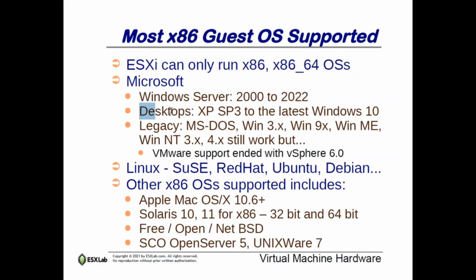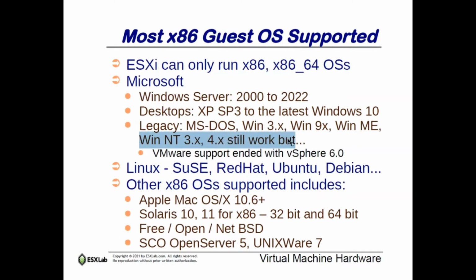If you like to run desktops in your VMs, then you can start with XP, Service Pack 3, and then you can go to Windows Vista, Windows 7, Windows 8, Windows 10. It all works. Now, VMware will happily run legacy Microsoft operating systems like MS-DOS, Windows 3.x, Windows 9.x or ME, even Windows NT 3 or 4.